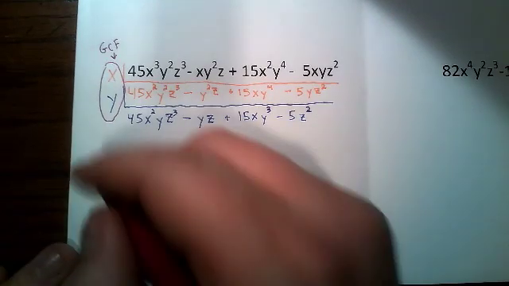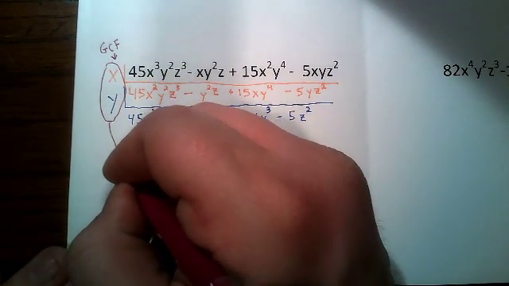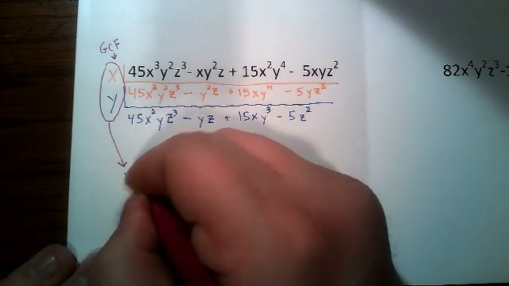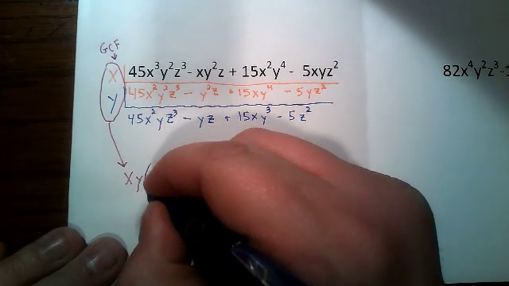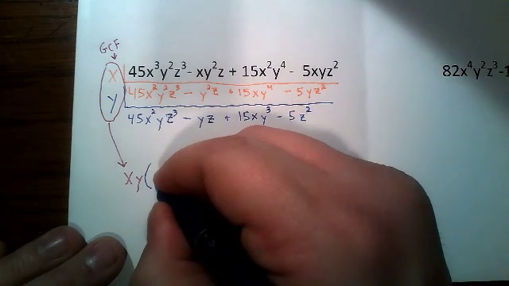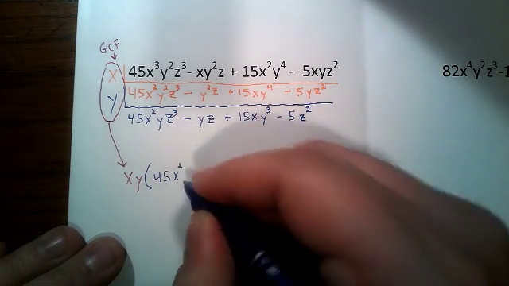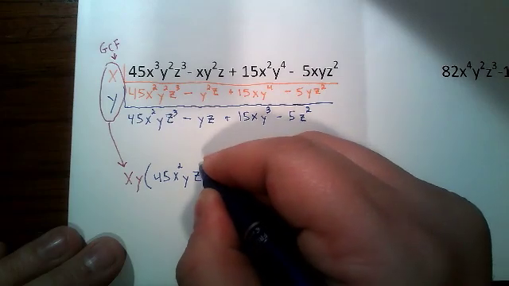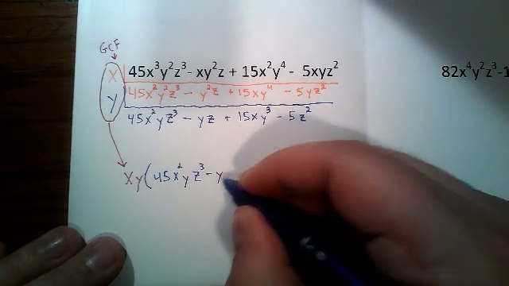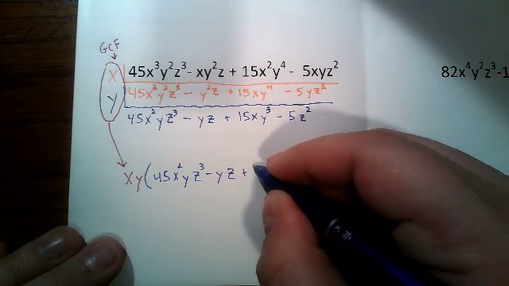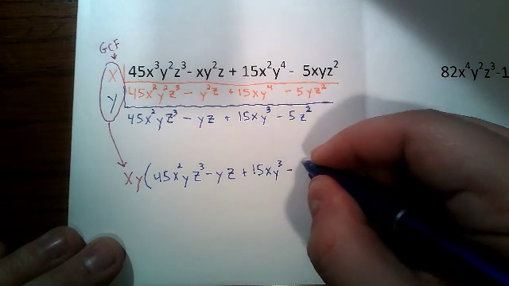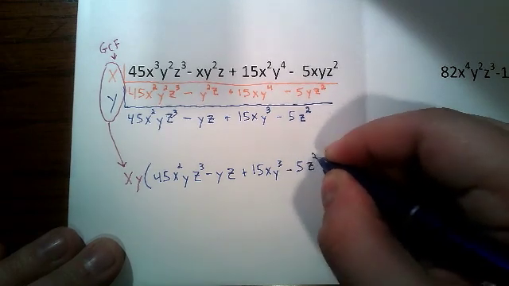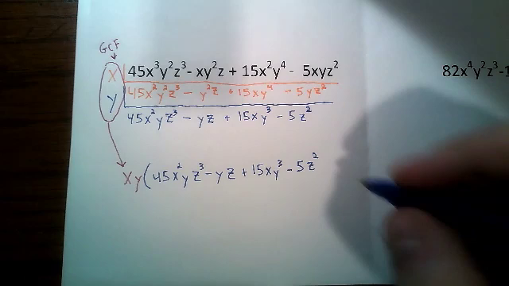X and y. And so when I write my final solution, the x and the y go on the outside. Okay? And then on the inside, what I have left over is right here. 45x squared y z cubed minus yz plus 15x y cubed minus 5z squared. Close parenthesis.